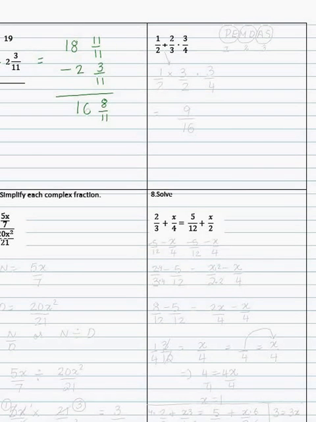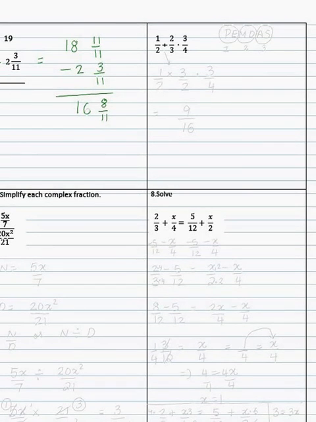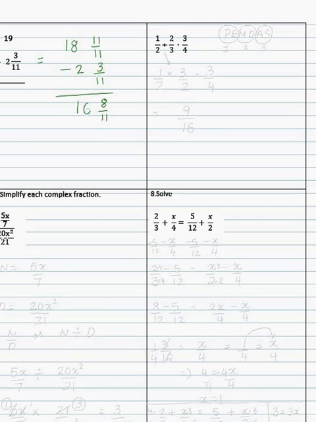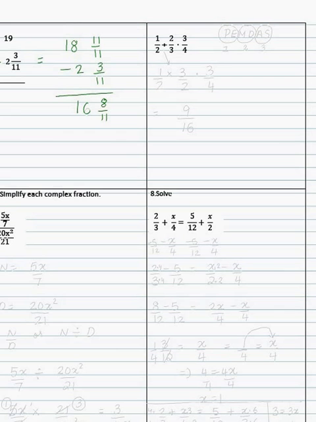Now I can do the fraction part and the number part separately. 11 minus 3, right? So I could work that fraction part, and then I could simply work 18 minus 2, another part. There's so many different ways of doing it. So 11 minus 3 would give me 8 over 11, and 18 minus 2 would be 16, 8 over 11.